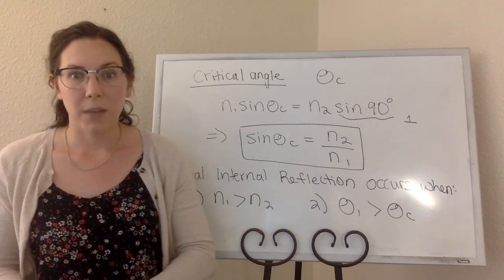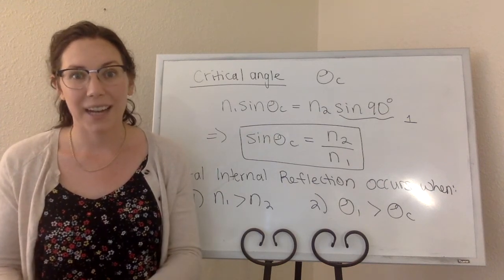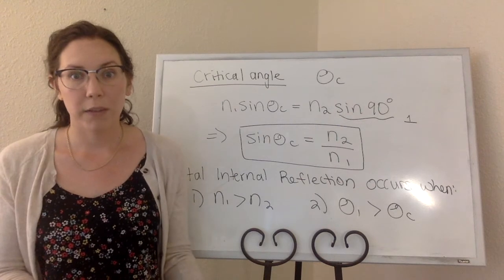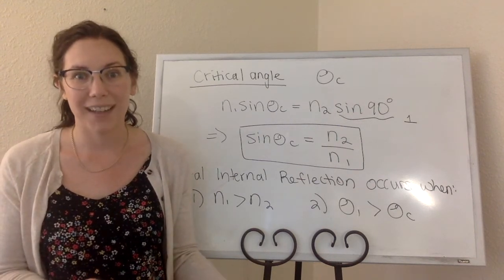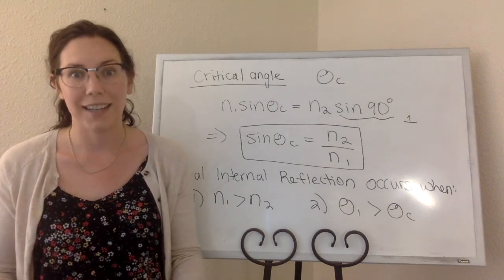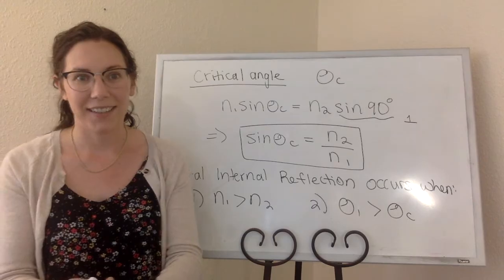If we have light going from something that's lower index to higher index, like air to water, total internal reflection will not occur. At every incident angle, part of the light will be refracted and part of the light will be reflected. So at all of those incident angles, we still have refraction occurring.